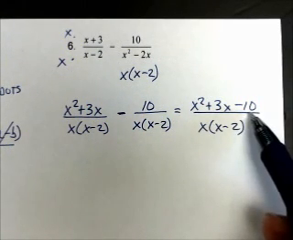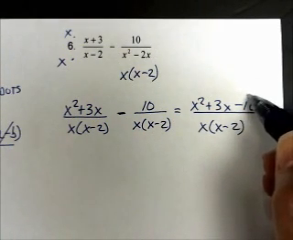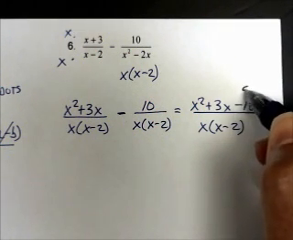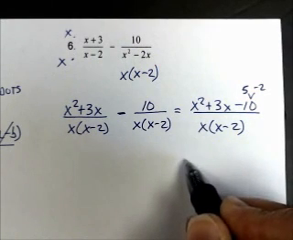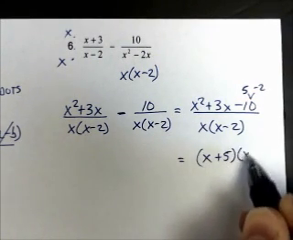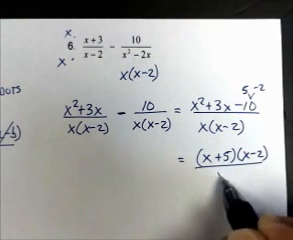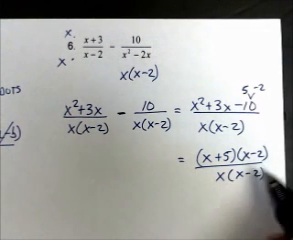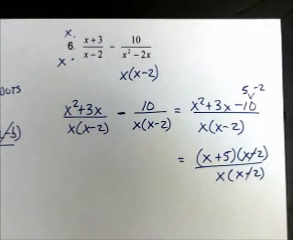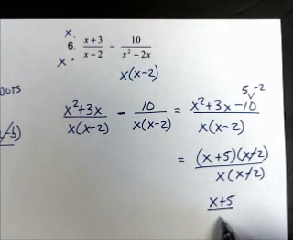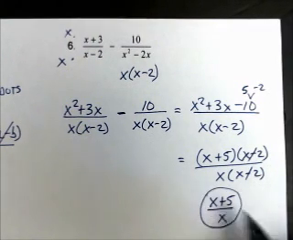This is a trinomial. Are there factors of negative 10 that add to positive 3? 5 and negative 2. So this factors into x plus 5 times x minus 2. Copy our denominator, and the x minus 2's divide out. So our final answer, x plus 5 divided by x.